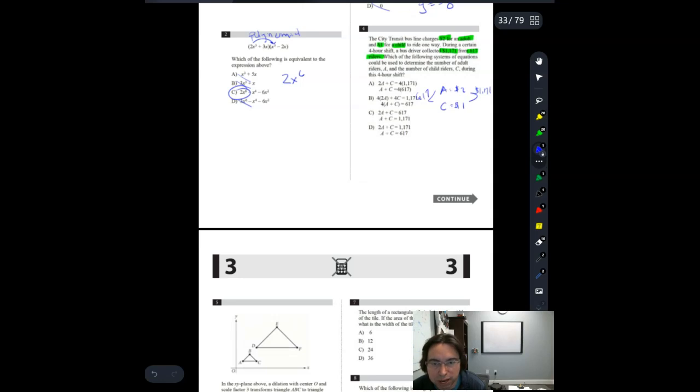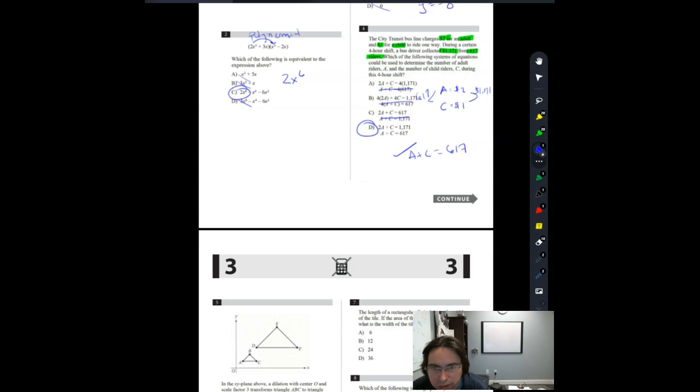Here we can see A plus C is going to be equivalent to 617, because that's the number of adult riders plus the number of child riders, and there's a total of 617 riders. As we look at the others, that does not agree, that does not agree, and that does not agree either. So just by knowing this piece right here, we can see that D is the answer choice on this one.